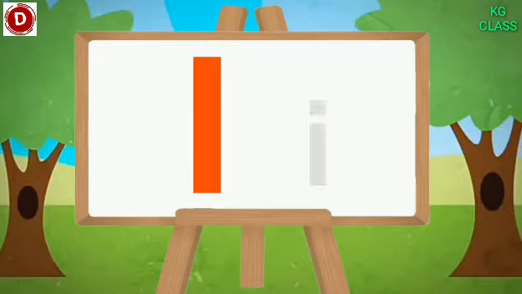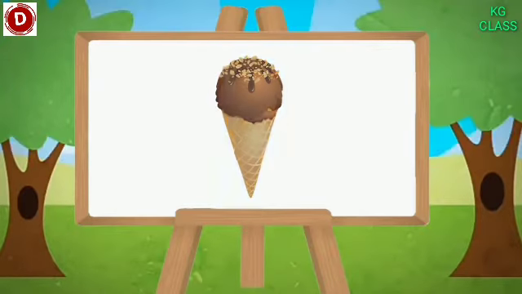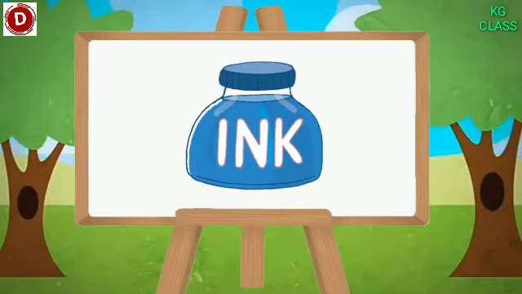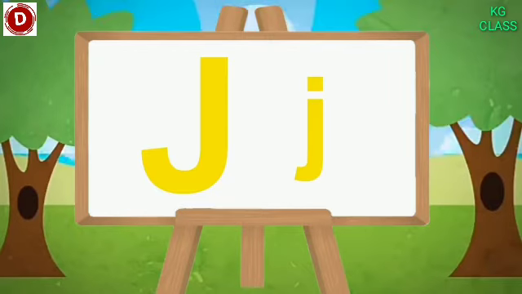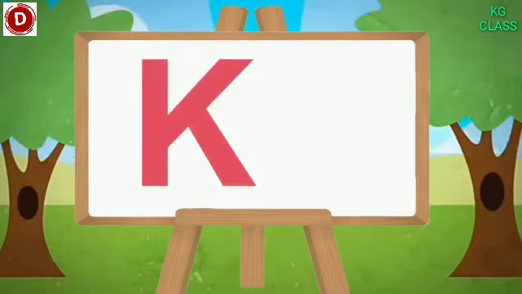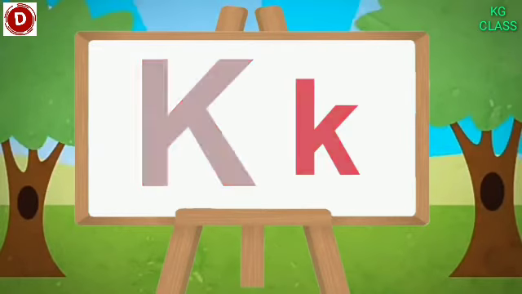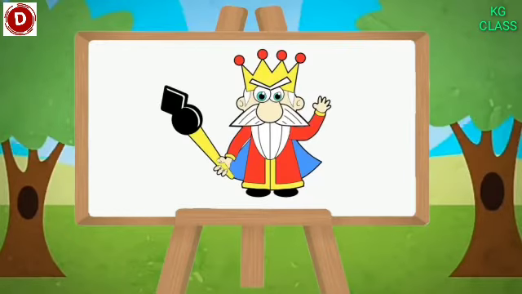This is capital I and small i. I for ice cream and I for ink pot. J. This is capital J and small j. J for jug and J for joker. Children, this is capital K and this is small k. K for kite and K for king.